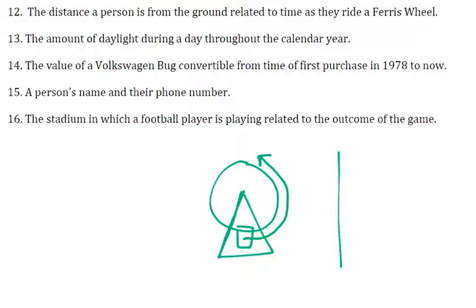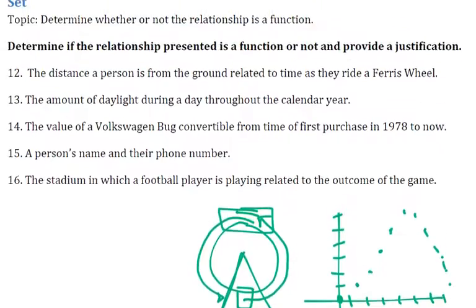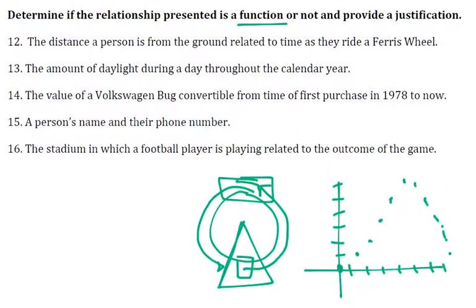Okay, so if we were graphing that, this would be our time on the Ferris wheel. This would be our height. Well, we start out at the ground, and then we're going up, right? What happens when we get up here? We level out, then as time keeps going, we come back down, right? So, is it a function?